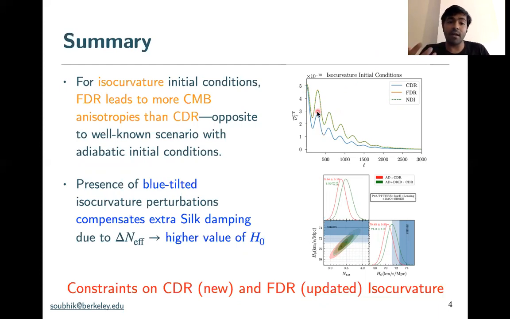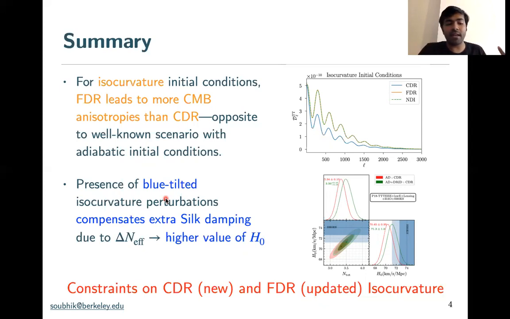So this is exactly the opposite to the adiabatic scenario, and I'll explain this in a moment. The next important feature that I'll point out is that in general, both for coupled and free streaming dark radiation, having isocurvature perturbation helps with the H0 tension.